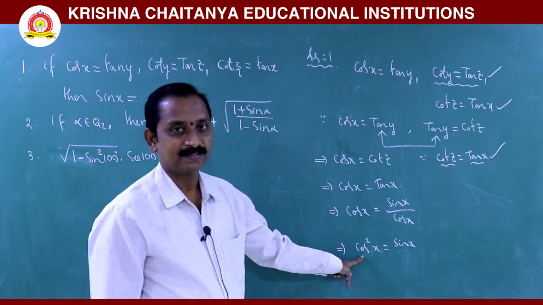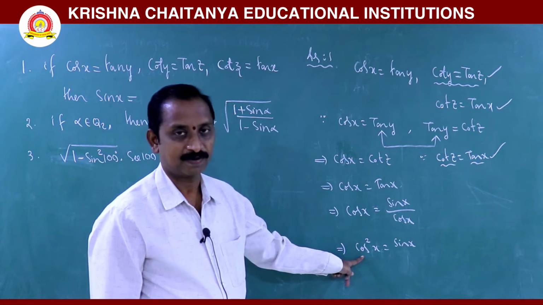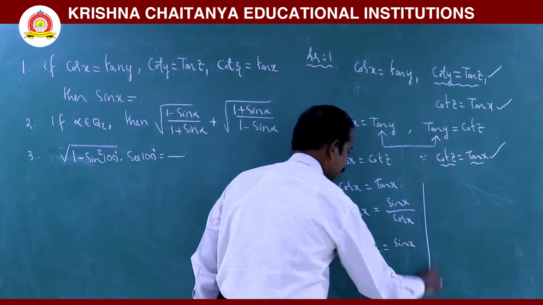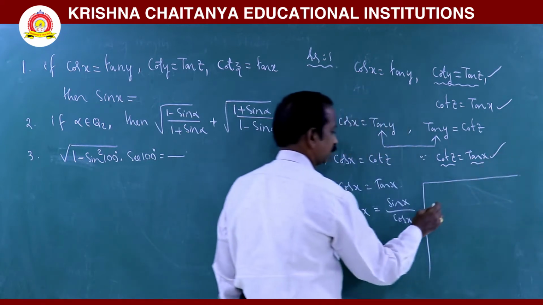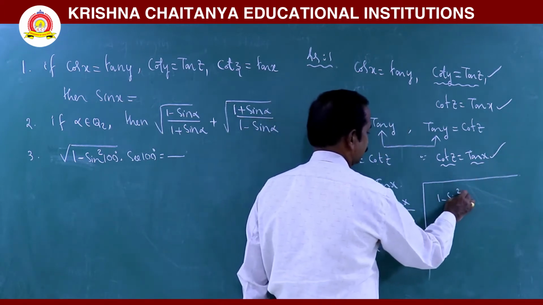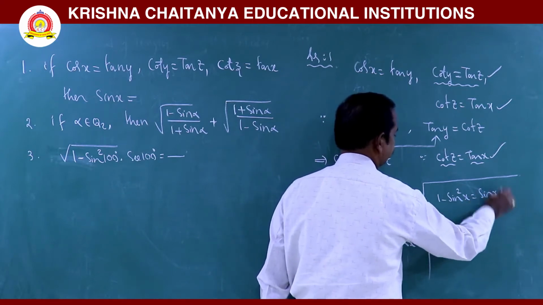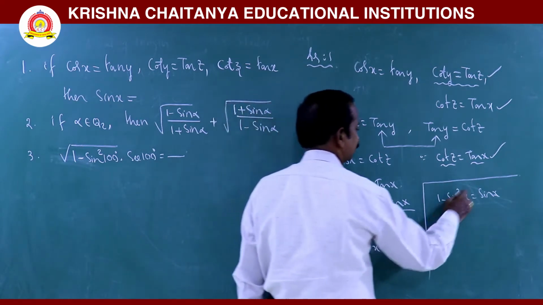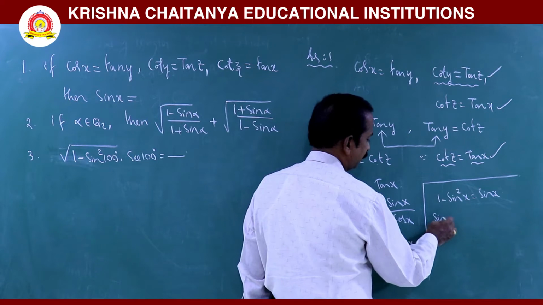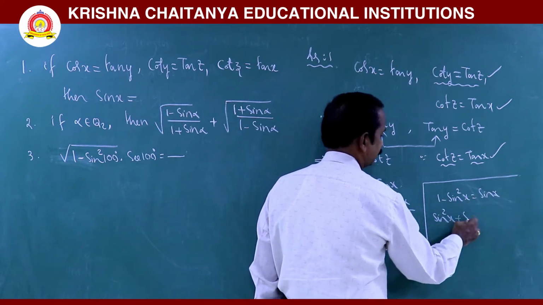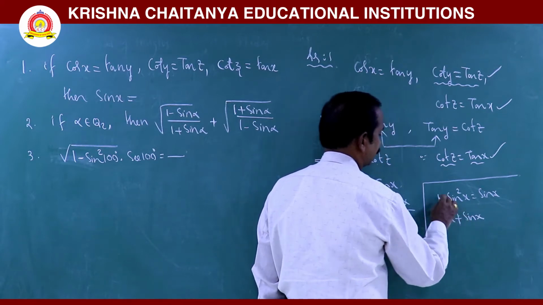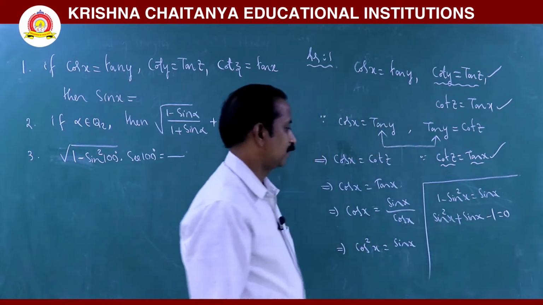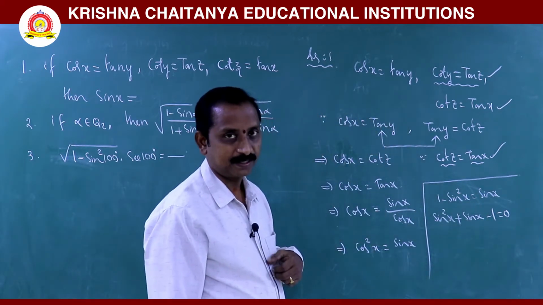So, what is the identity? Sin square x plus cos square x is equal to 1. So, from that, cos square x is 1 minus sin square x. So, just use 1 minus sin square x instead of cos square x. So, 1 minus sin square x is equal to sin x. And now form a quadratic equation in sin x. Minus sin square x is taken to the RHS side, so it becomes plus sin square x, plus sin x, and plus 1 taken to the RHS side, so minus 1, is equal to 0. Now it is in the form of a quadratic equation in sin x.